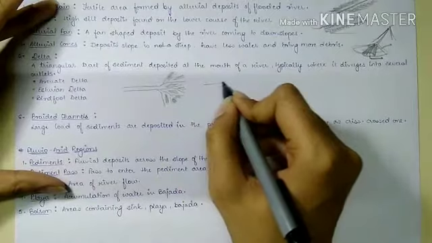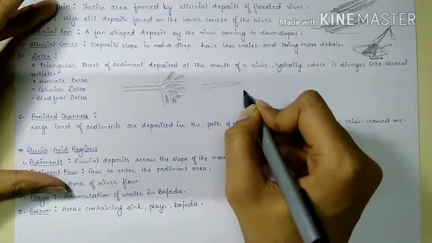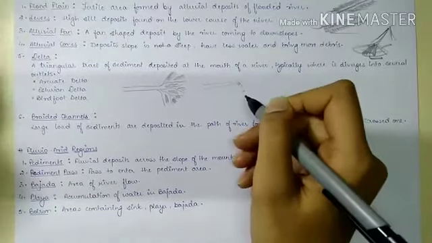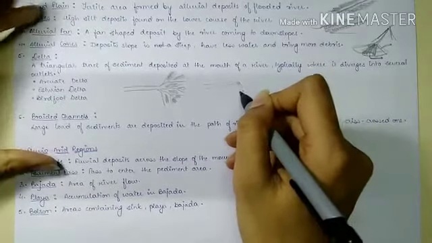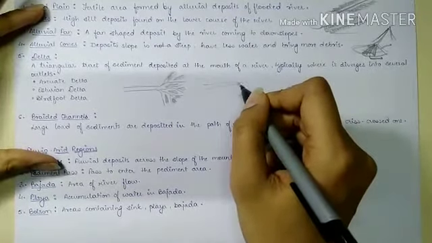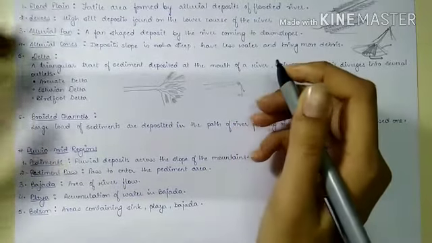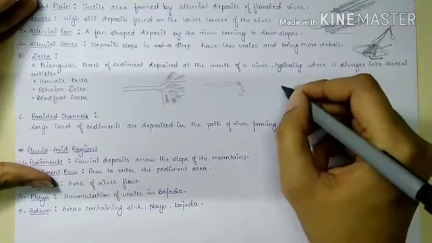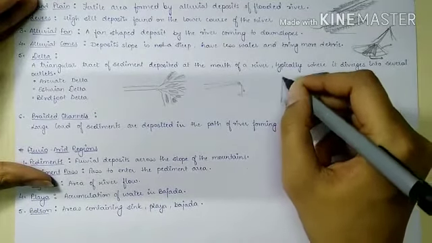Next we have the estuarine delta. An estuarine delta is formed when the river flows directly without forming any delta or a very small delta, which is flooded by the tides and eroded away. That type of delta is known as an estuarine delta. Then we have the birdfoot delta. A birdfoot delta is formed in areas where we have high tides.